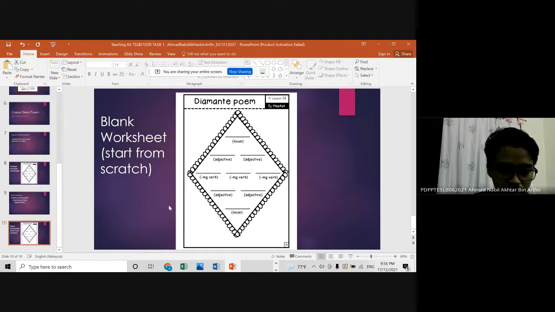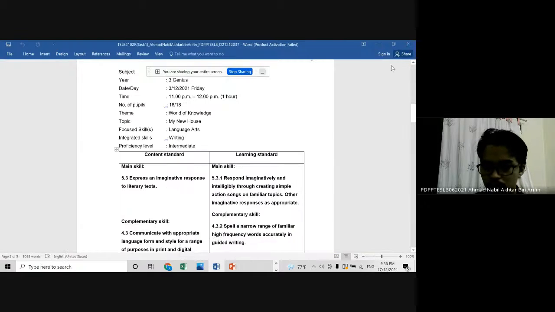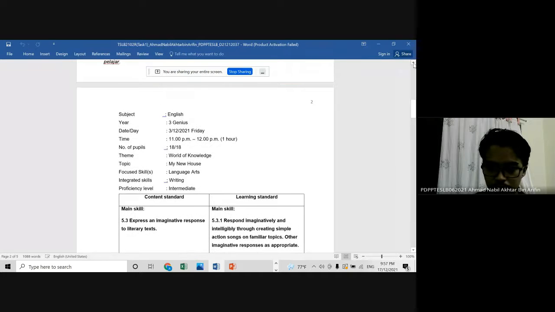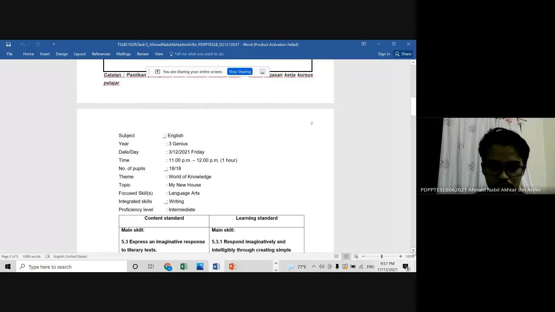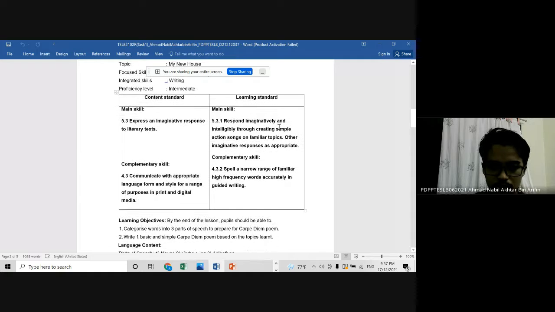Okay, now let us look at the lesson plan. An overview of the lesson plan. As you can see here, my lesson plan, you can see the content standard and the learning standard. As a teacher, we have the content and learning standard that the students will be able to acquire after the activity. Not only the main skill, which is language arts, but the complementary skill too.